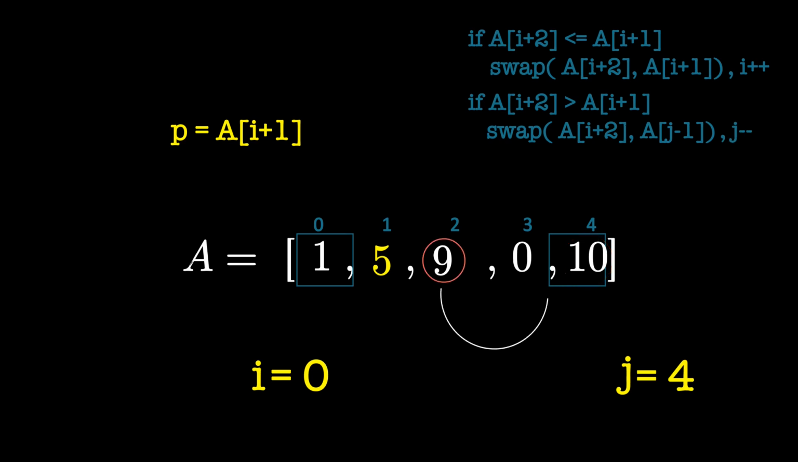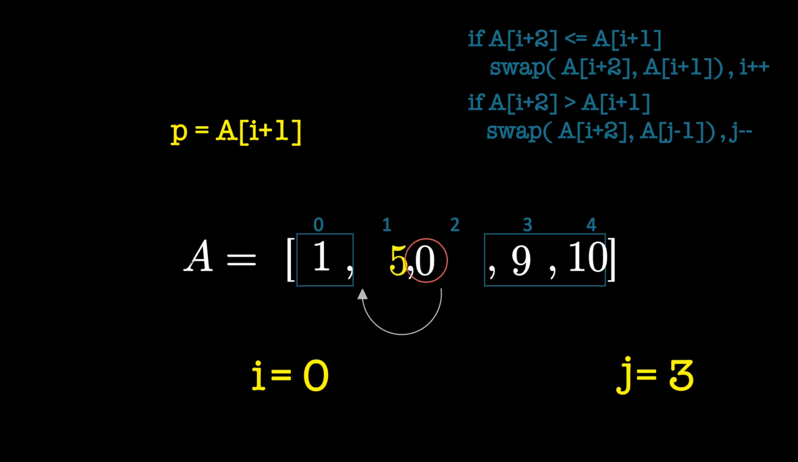We compare 5 with 9. 9 is still larger than 5. We swap 9 with the element at j minus 1, and grow B by decreasing j. We compare 5 with 0. 0 is smaller, so we have to move 0 to S by swapping it with 5. Well, that's it. There are no more elements to compare 5 with, and we can stop this iteration here.